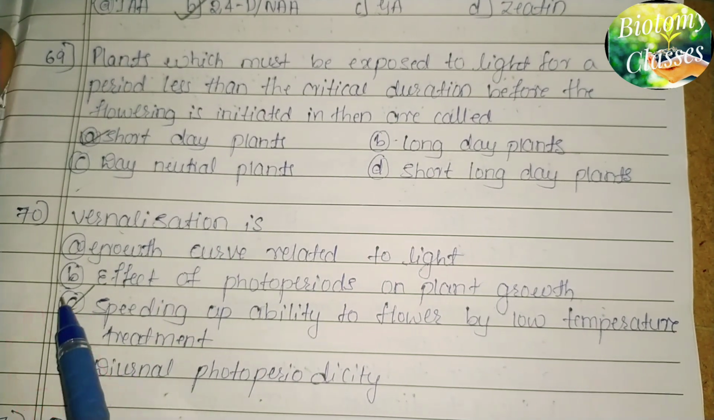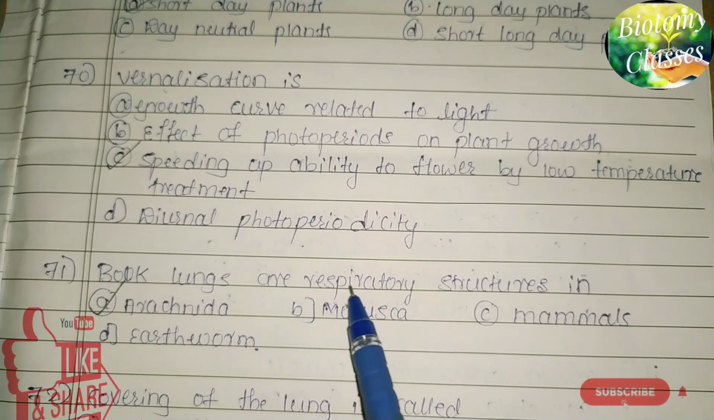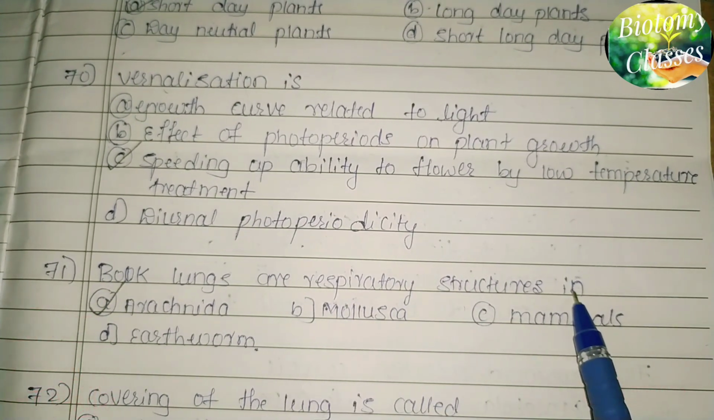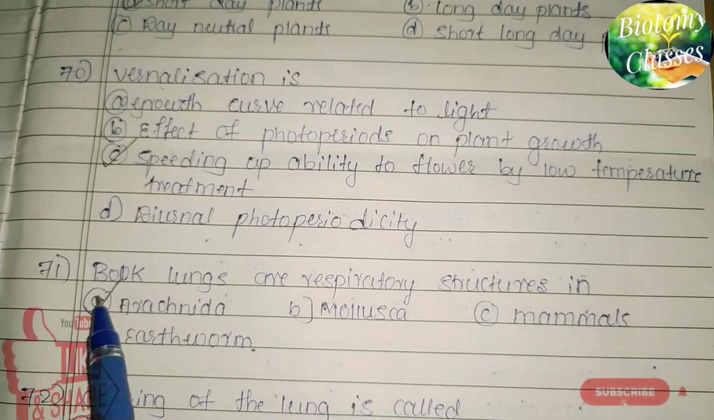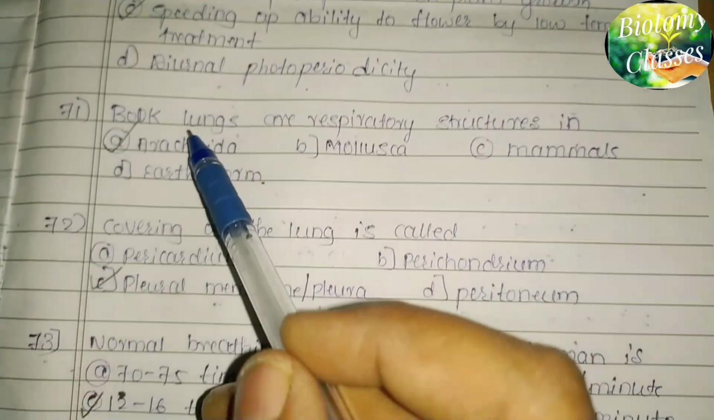Clear? So C is the right answer. 71. Book lungs are respiratory structures in arachnida. So A is the right answer.